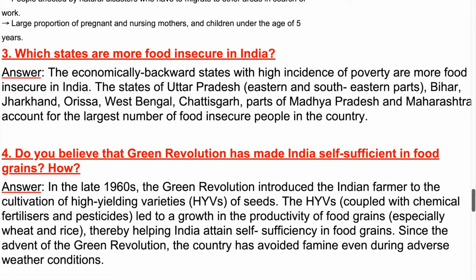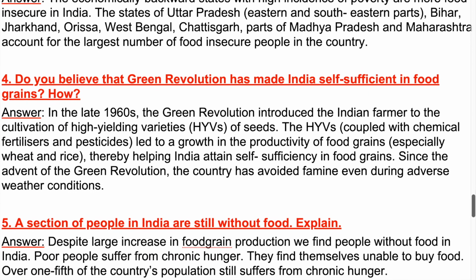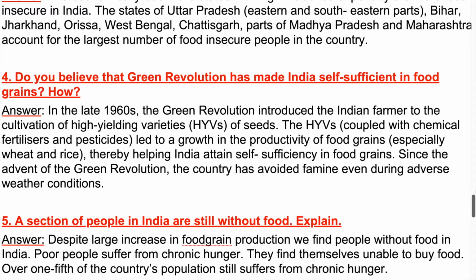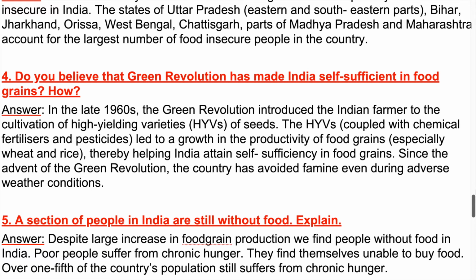4. Do you believe that Green Revolution has made India self-sufficient in food grains? How? Answer. In the late 1960s, the Green Revolution introduced the Indian farmer to the cultivation of high-yielding varieties, HYV, of seeds. The HYVs, coupled with chemical fertilizers and pesticides, led to a growth in the productivity of food grains, especially wheat and rice, thereby helping India attain self-sufficiency in food grains. Since the advent of the Green Revolution, the country has avoided famine even during adverse weather conditions.